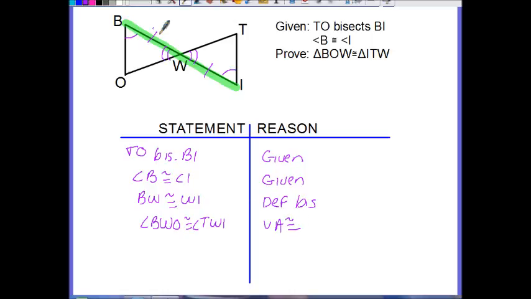I look at my picture and I see 3 pieces of congruency, 2 angles and a side. So I ask myself, is that side included between those angles? And it is. It's smashed in the middle. So we can go ahead and state our triangle congruency. Triangle BOW is congruent to triangle ITW by angle, side, angle. And we're set.